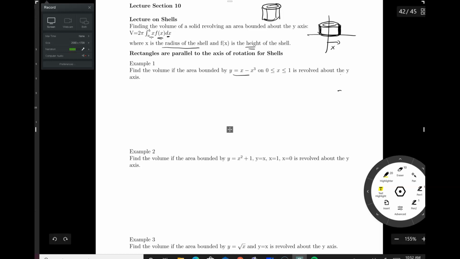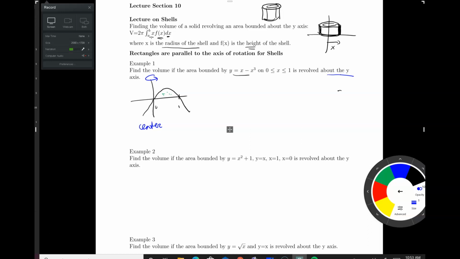All right, so this graph here is not your average graph, x minus x cubed. The part of it that I'm interested in is between here and here. All right, so looking at the area bounded, there it is right there. And if I'm revolving it about the y-axis, this is the center.